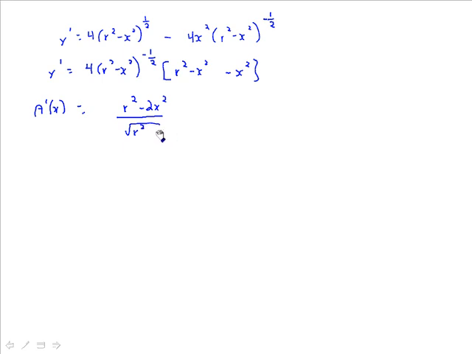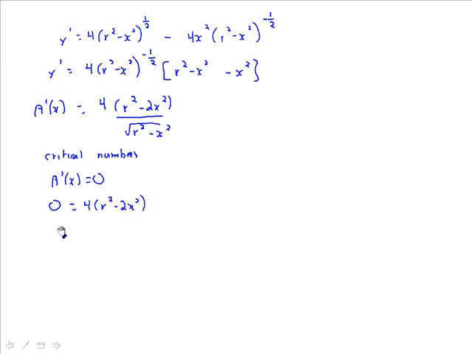minus x squared. Now we also have a factor of 4 there, so don't lose that 4 in all the fuss. And then we look for the critical numbers. So they will occur where a prime at x is equal to 0, or where the function does not exist. But I'll start with this, 4 times r squared minus 2x squared. So this is where it's equal to 0.